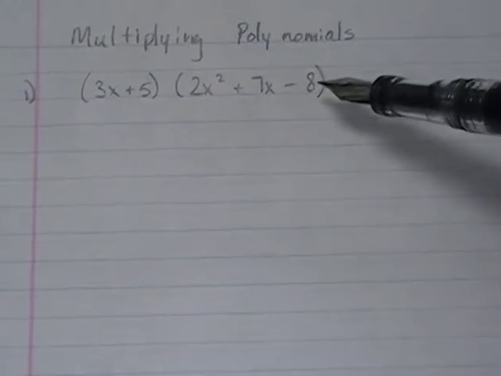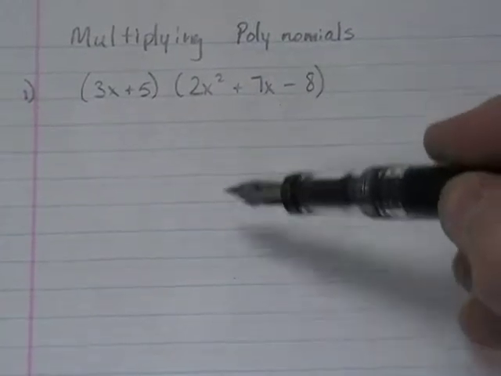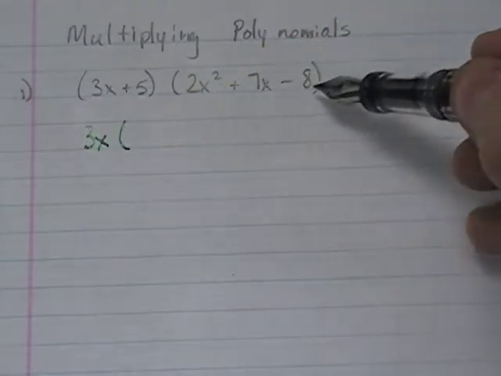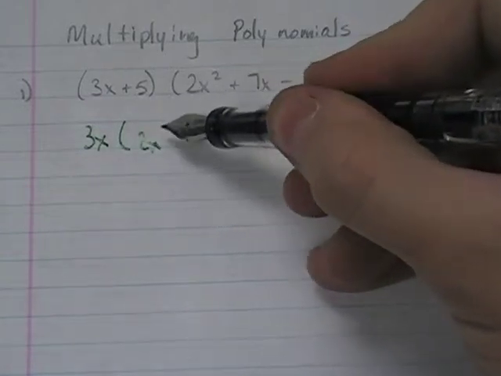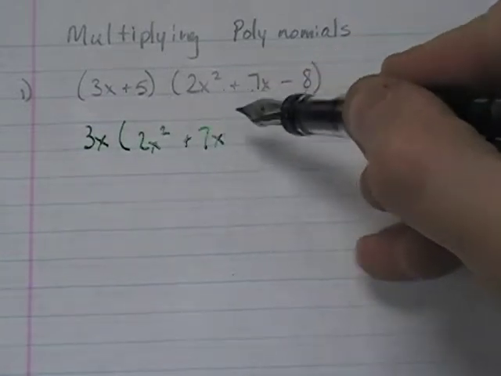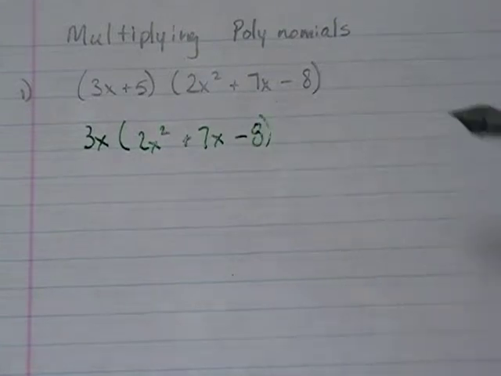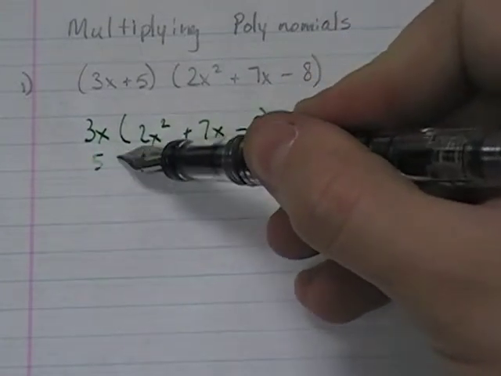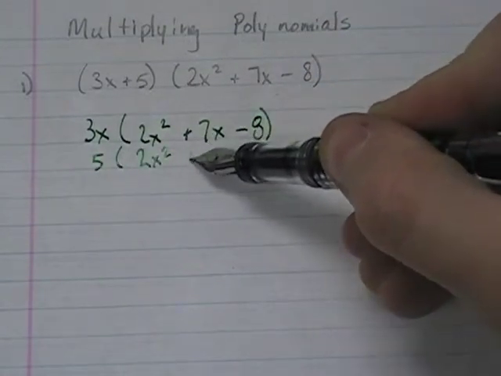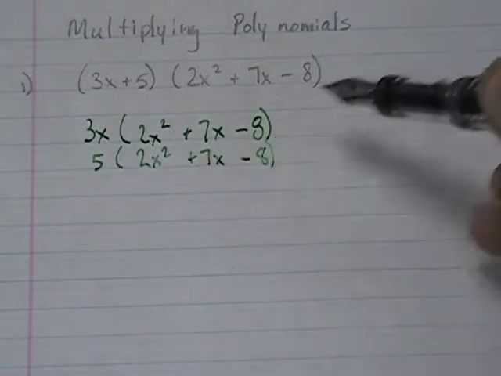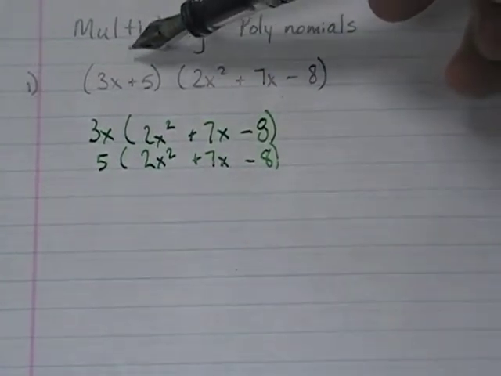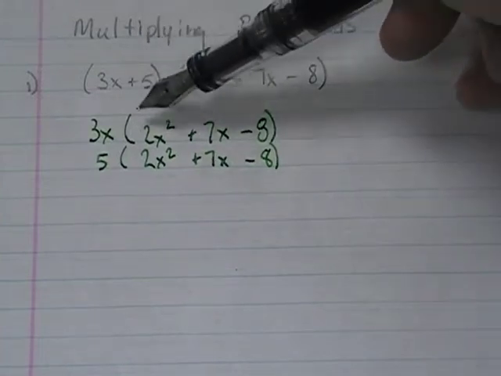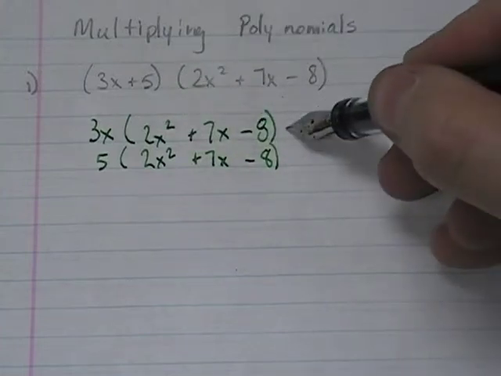So what that basically means is we're going to turn this into two distributive equations. And those equations are 3x times this entire polynomial, which will be 2x squared plus 7x minus 8. Okay? And then we're also going to take this second term, 5, 5 times 2x squared plus 7x minus 8. So we're basically turning this problem, a slightly more complicated problem than one you might have worked previously, into a simpler problem, a previously worked problem.